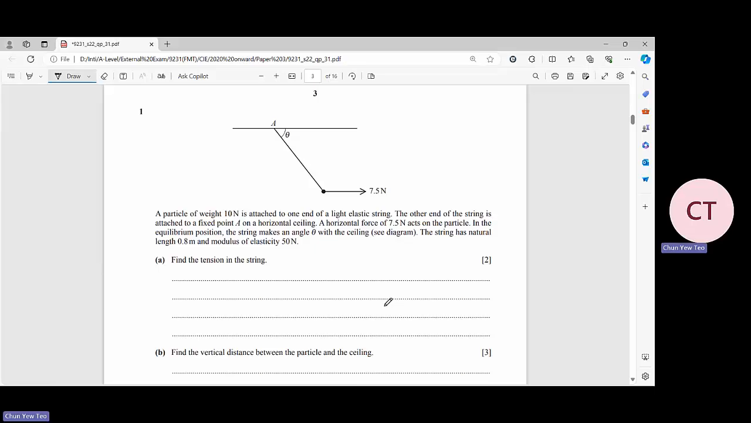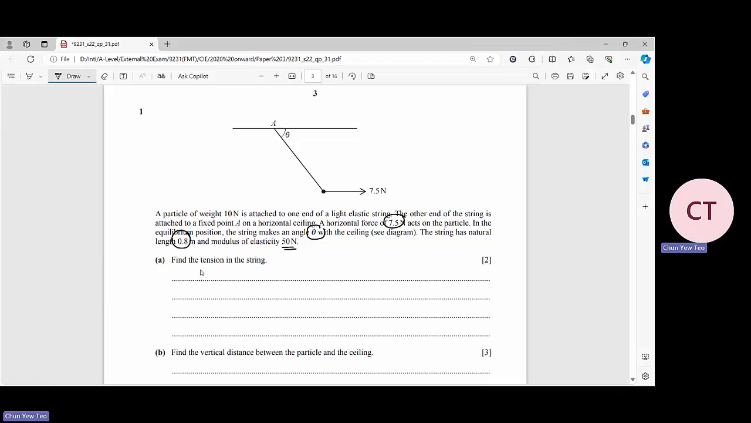A particle of weight m, 10 Newton, is attached to one end of a light elastic string. The other end of the string is attached to a fixed point A on the horizontal ceiling. A horizontal force of 7.5 Newton acts on the particle in the equilibrium position. The string makes an angle theta with the ceiling. The string has natural length of 0.8 meter and the modulus of elasticity 50 Newton. Find the tension in the string.